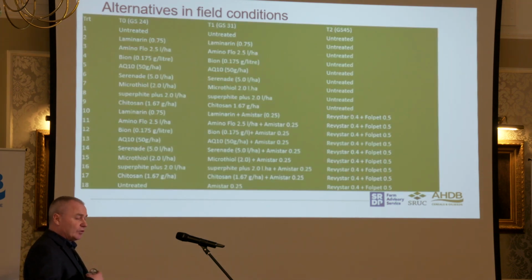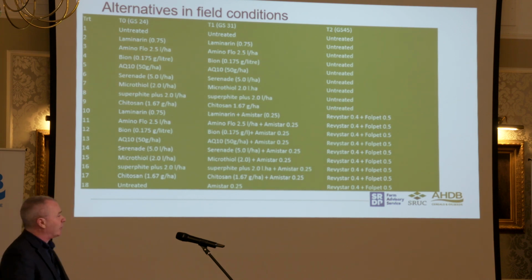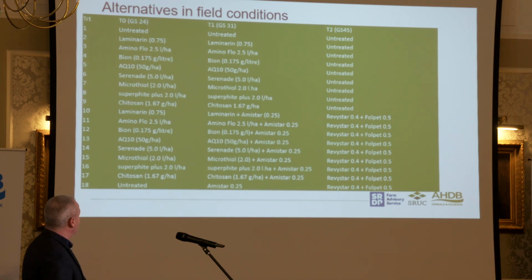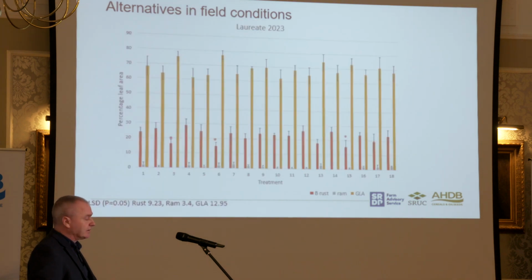We do some smaller plot work. It allows us to look at a wider range of treatments, of products. There's AminoFlow. We have them all on their own without fungicide, and all in combination with reduced rate fungicide. AQ10 is another biofungicide, Serenade, Microthiol is the sulfur product, Superphyte Plus is another resistance elicitor, and there's the chitosan on its own. We do this with three different varieties at our Midlothian site. These are results from 2023.